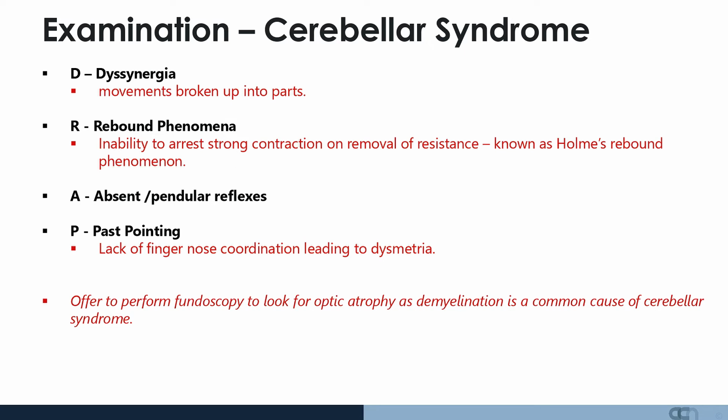Dysynergia is the breaking up of movements, and rebound phenomena. If you ask the patient to keep their arms stretched out and you push their arms down, you'll notice that when the arms come back up, they are in a higher, exaggerated position due to the inability to arrest that strong contraction. This is also called the Holmes rebound phenomenon.